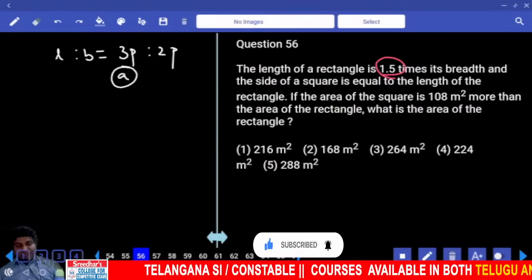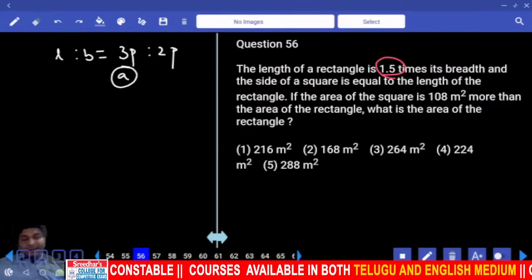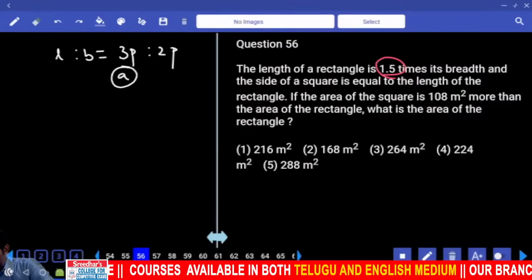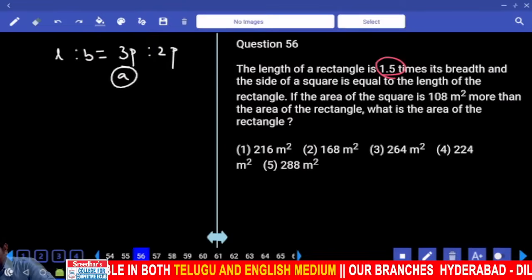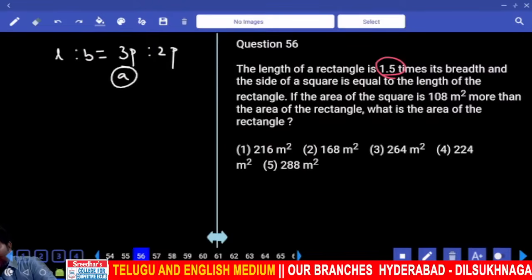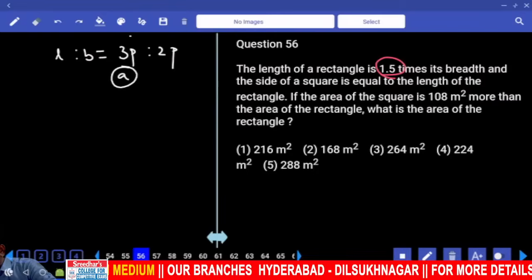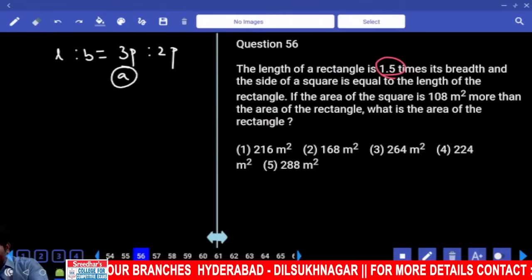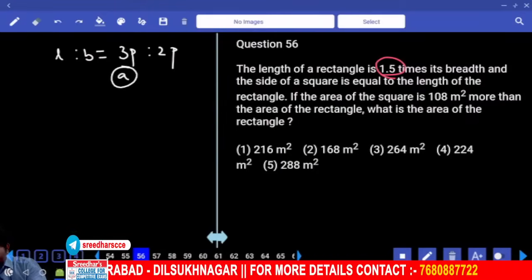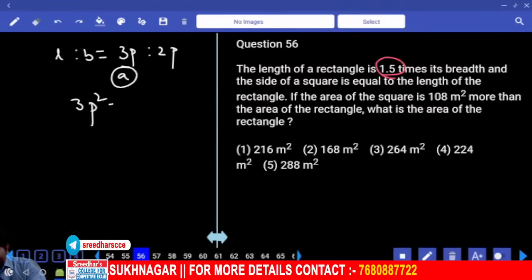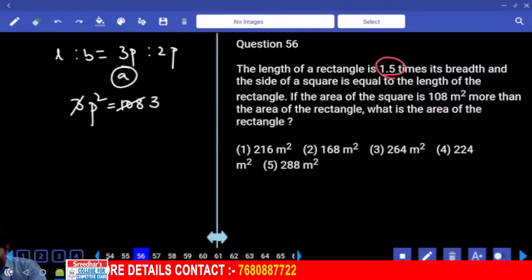If the area of the square is 108 square meters more than the area of the rectangle, rectangle area, length into breadth, how much is that? 6p square. Area of the square, side is 3 parts, so 9p square. 9p square is how much more than 6p square? 3p square, which is equal to 108 only.